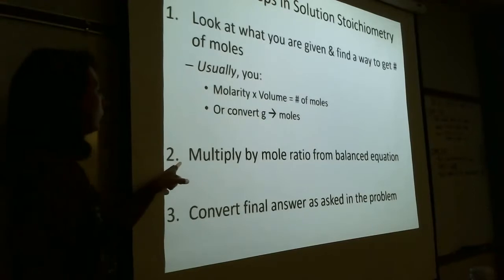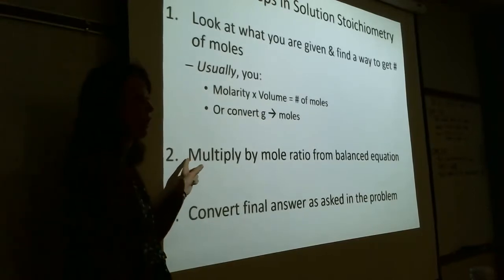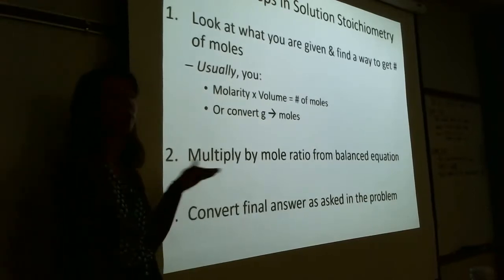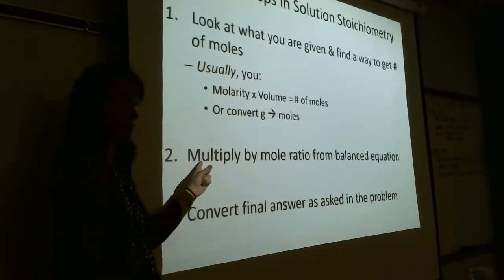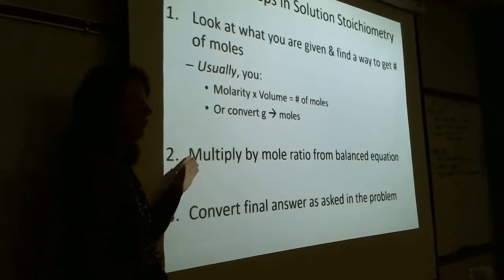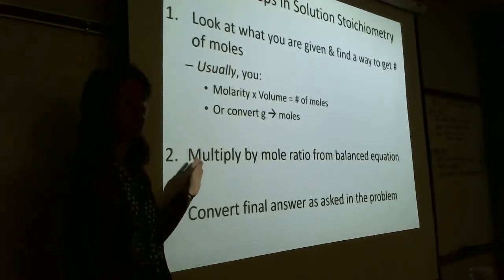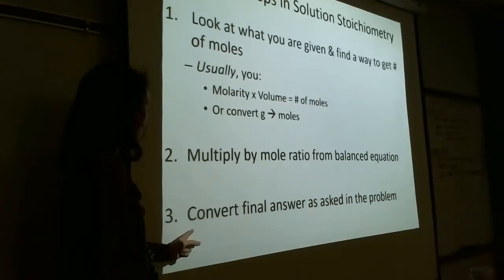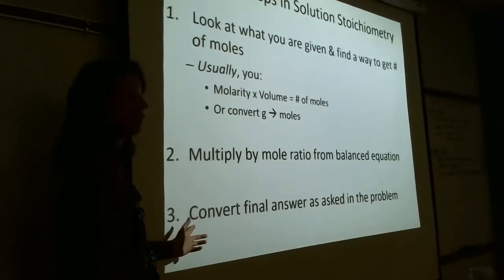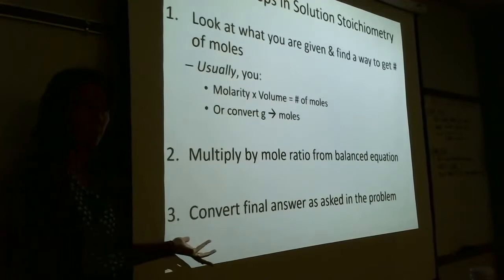In step two, we're going to multiply by the mole ratio. So step two here is no different than step two of regular stoichiometry. Okay, that step's the same. So you just need to make sure you have a balanced equation, right? And those mole ratios come from the coefficients of the balanced equation. And then step three, you're going to convert based on what your problem asks you for.